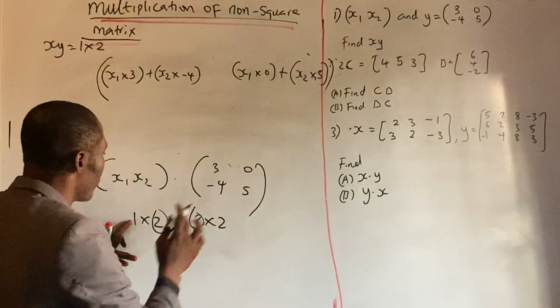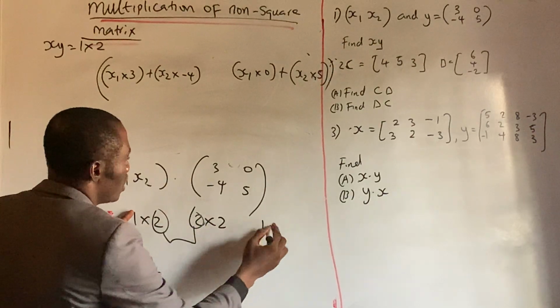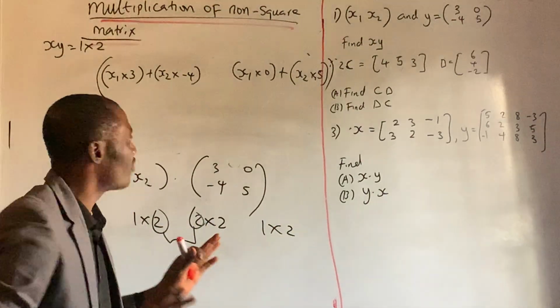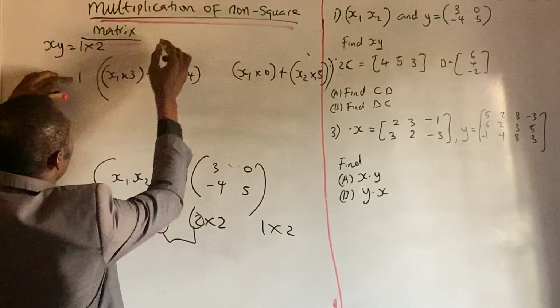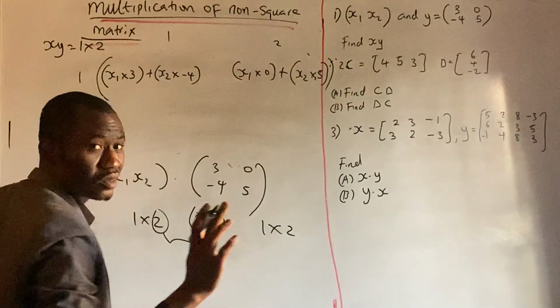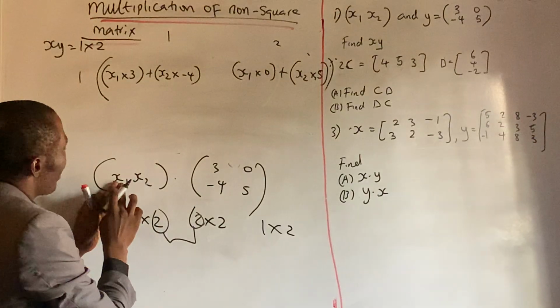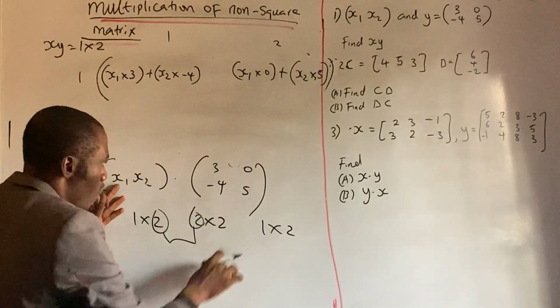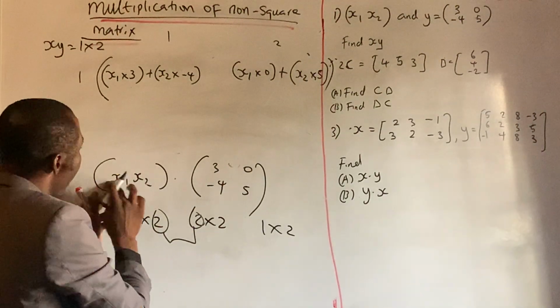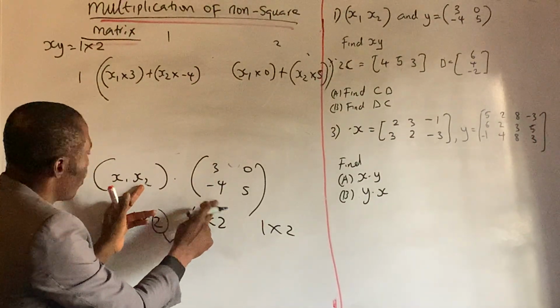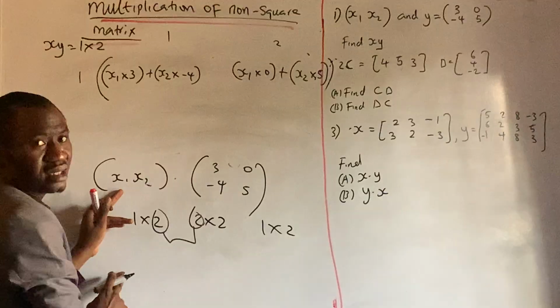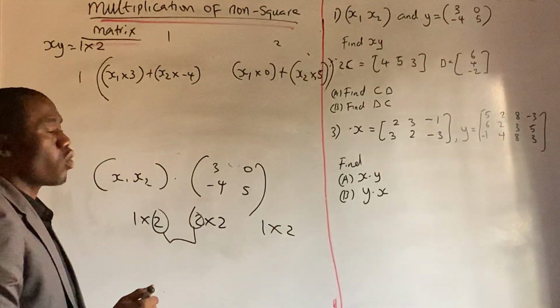And then the order of the operation will be 1 by 2. And that is what will make it easier for you. So this is 1, and if this is 1, this is 2. You see that now? So if I have x1, the row-column operation, x1 multiplies 3, x2 multiplies minus 4, x1 will again multiply 0, x2 will multiply what is inside here.